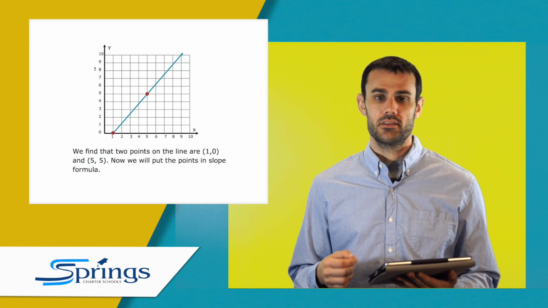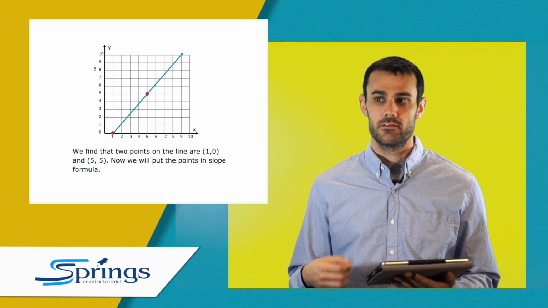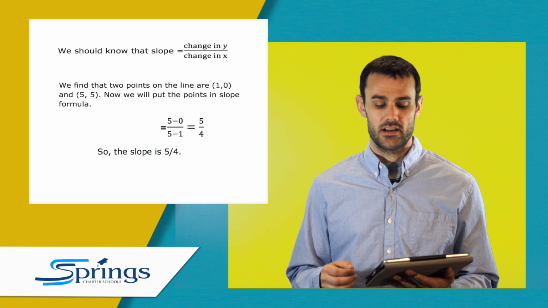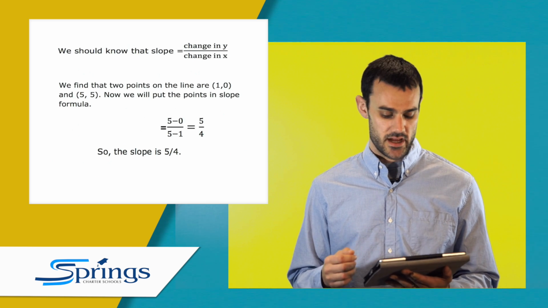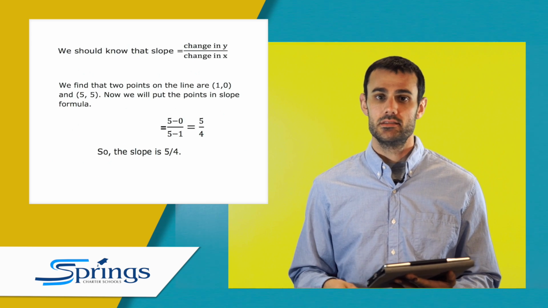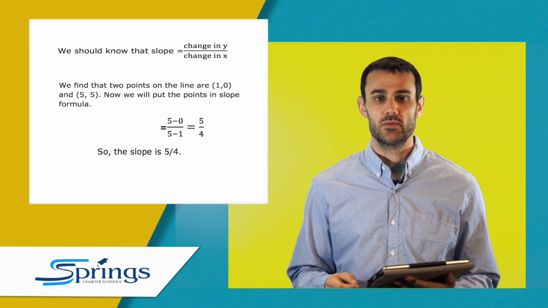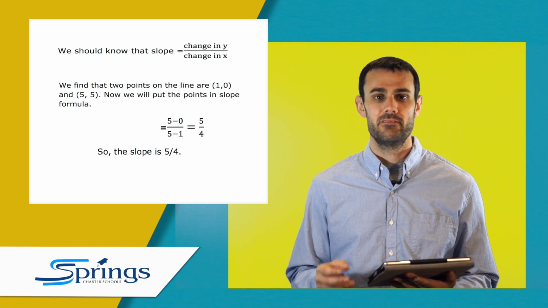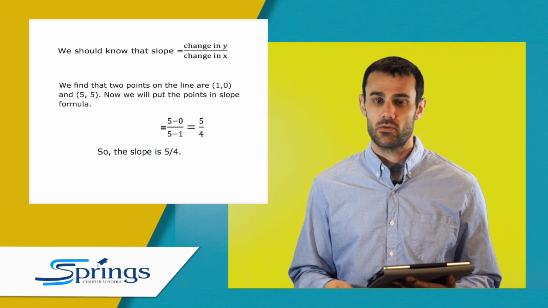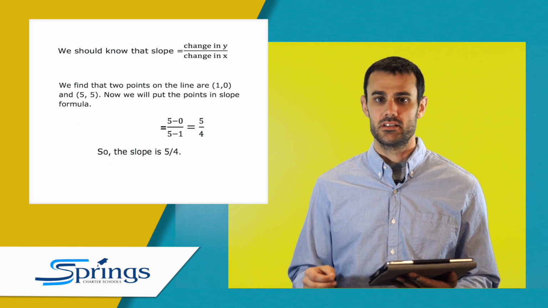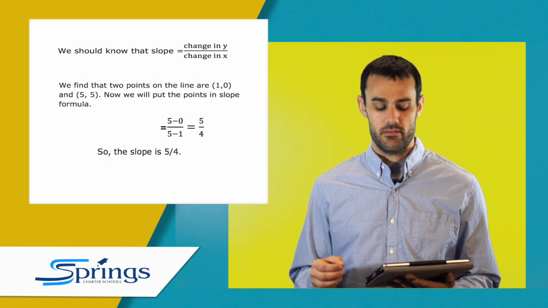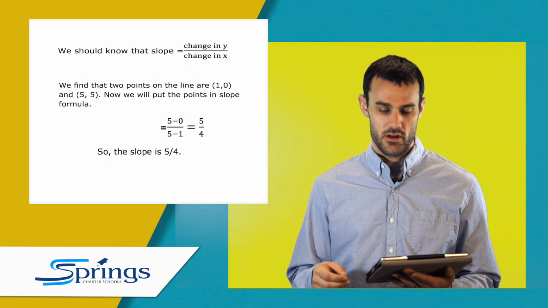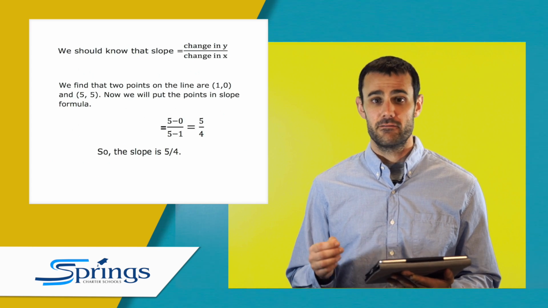And then we're going to go ahead and put the points in our slope formula to solve for the slope. So we've listed the formula here again at the top of our slide. The change in y over the change in x. And we're using the 2 points (1, 0) and (5, 5) because we found them on our graph, and that's where the line crossed precisely in the corner. So those points are very accurate. We plug them into our formula. We have 5 minus 0 on top and 5 minus 1 on the bottom. So 5 minus 0 gives us 5, and 5 minus 1 gives us 4. The slope of our line is 5/4.